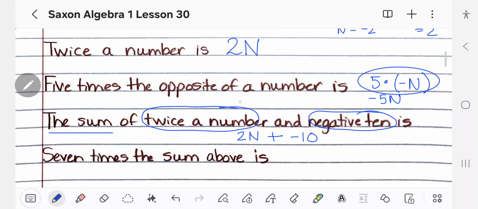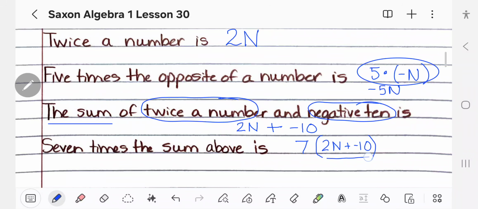7 times the sum that we just wrote above. If you're going to say 7 times a sum, then that means you want them to do the addition before they multiply. And if you want them to do the addition before they multiply, that's not order of operations, right? So you've got to indicate that that's what you want them to do with parentheses. So we'll put that sum above in parentheses. And then that way the person would know, do the sum and then multiply it by 7.